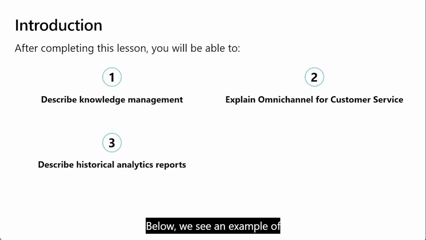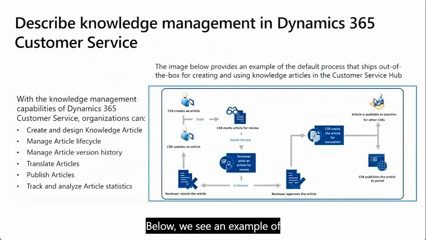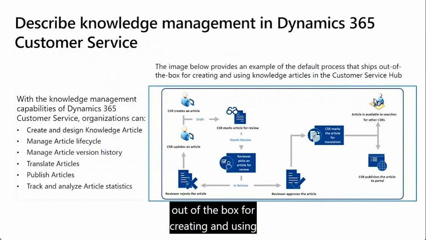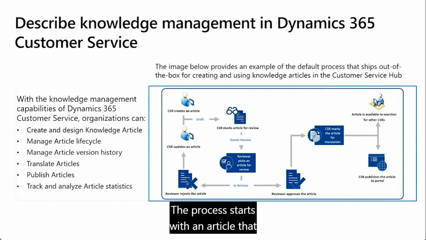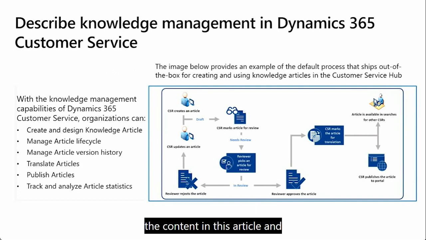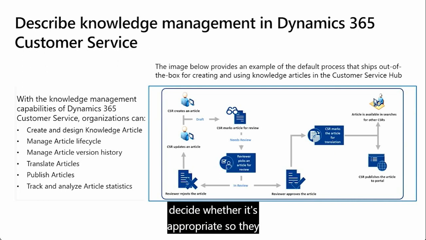Below, we see an example of the default process that ships out of the box for creating and using knowledge articles in the Customer Service Hub. The process starts with an article that is created and marked for review. And a reviewer is going to evaluate the content in this article and decide whether it's appropriate, so they can either approve or reject the article.